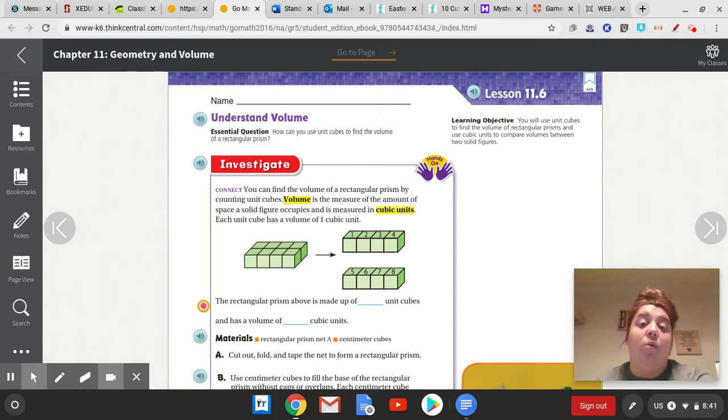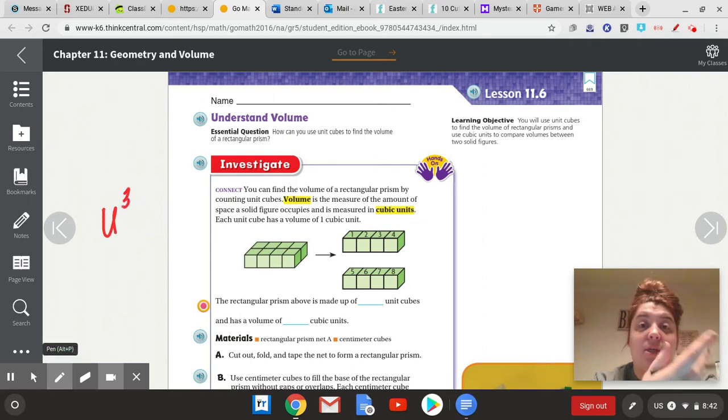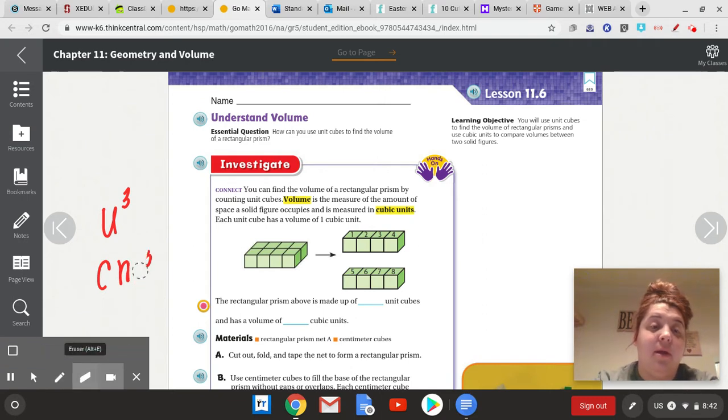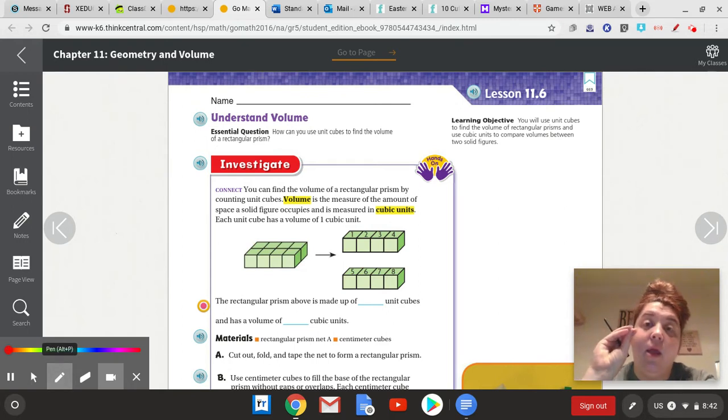Now, we are not doing any specific measurements today, so we're just going to talk about units. And when it says cubic units, that means units cubed. Remember when we talked about exponents, those are to the third power. So let's say we were measuring them in centimeters. It would be centimeters cubed, because that's how many cubes it takes to fit inside of the shape. So always, always, always, when you're talking about volume, mark it units cubed when you're done measuring it, or else we don't know you're talking about volume.